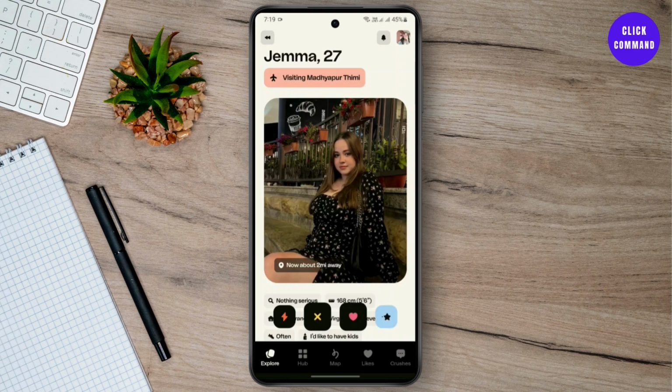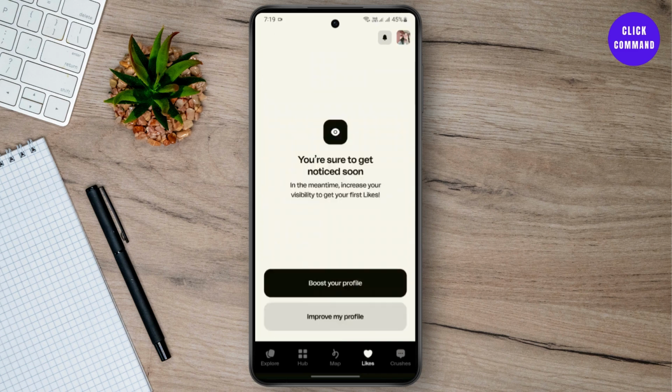So how can you see who liked you on Happn? What you need to do is tap on the latter heart icon, this option at the side of the map. Tap on it, and here you can see if any person has liked you on this account, then you'll get a notification about who has liked you on Happn.